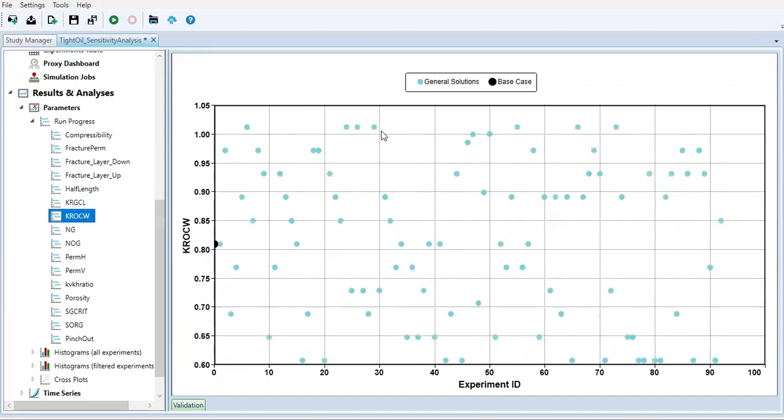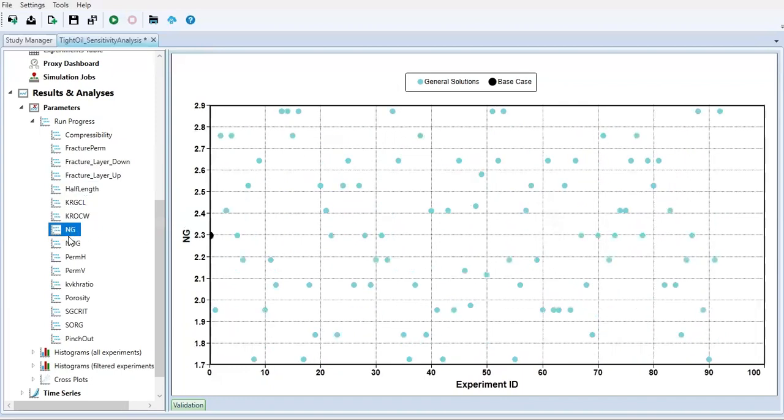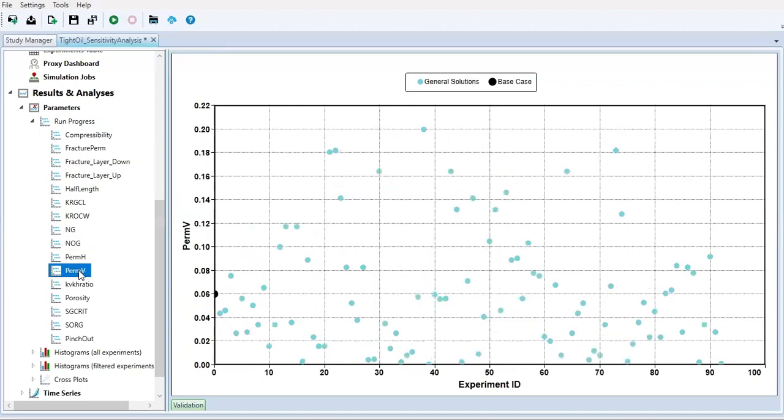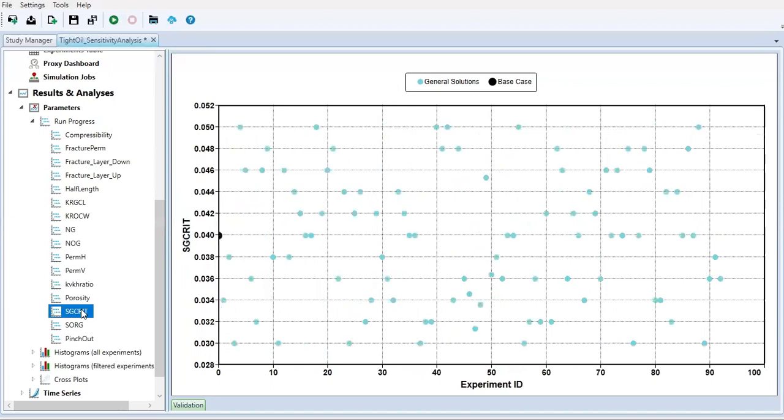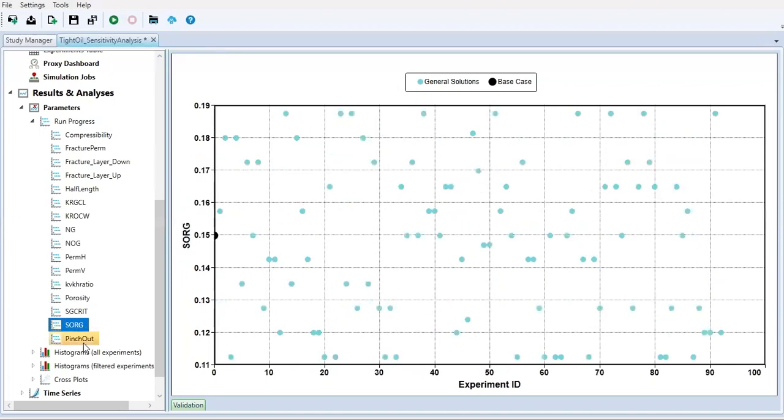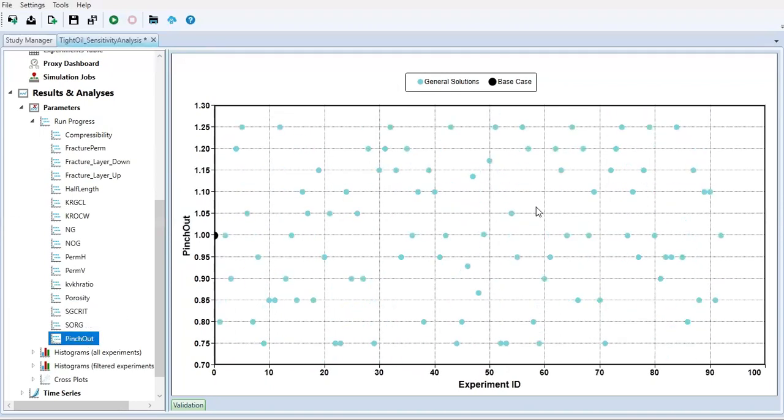okay, relative permeability to oil, this is the curvature, horizontal permeability, vertical permeability, KVKH, porosity. All right, so again, these are the values for each parameter that were selected to be used in our experiment. That's for the run progress.